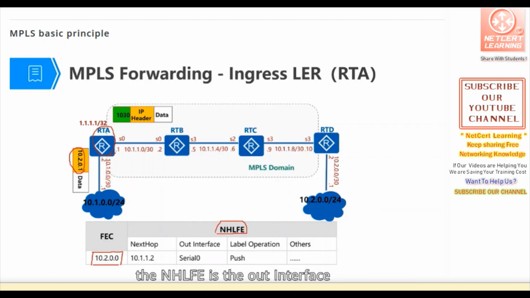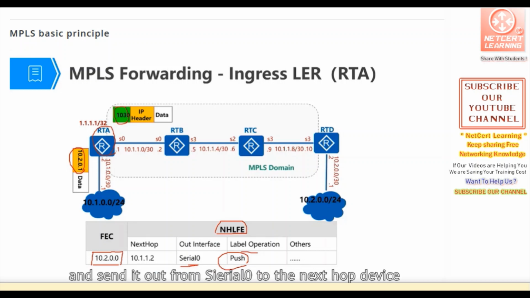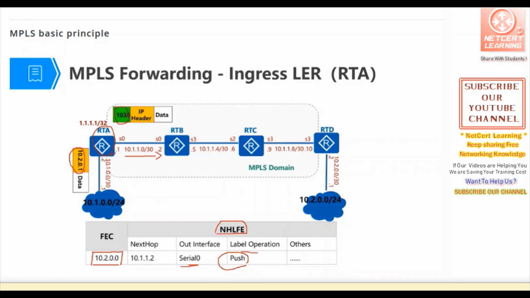So the NHLFE is: the out interface is 0/0, and the label operation is push. It means we will push a label to this packet, and the out label is 1030. So we will push the 1030 label and send it out from 0/0 to the next hop device, router B.